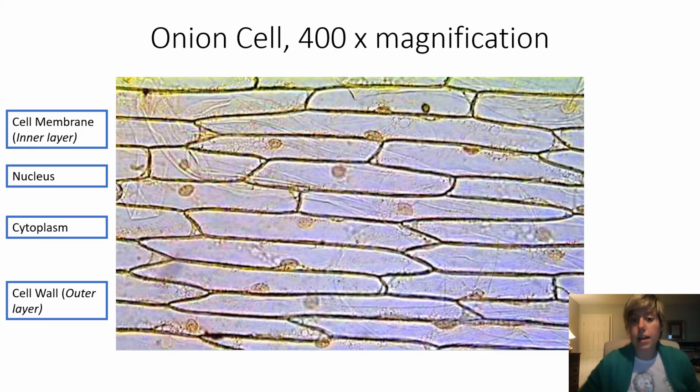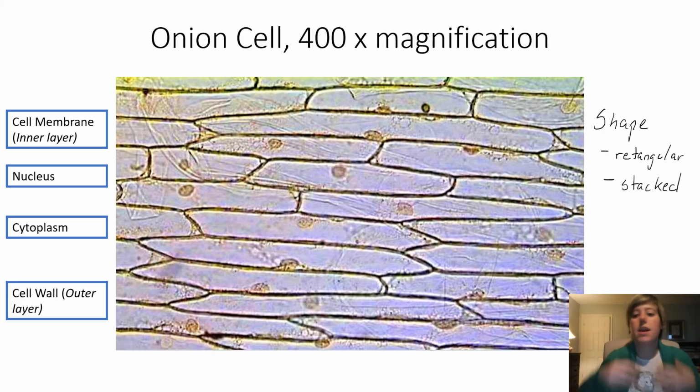Now, if we look at an example of an onion cell, and this would be a plant cell, the first thing that we notice is that the shape, number one, is rectangular, and number two is that they are stacked. This is actually very characteristic of plant cells, that they're going to be stacked and very close together with one another. Now, if we look at the organelles that we can see, the nucleus, again, is going to be that very circular, dark, round shape in the middle.